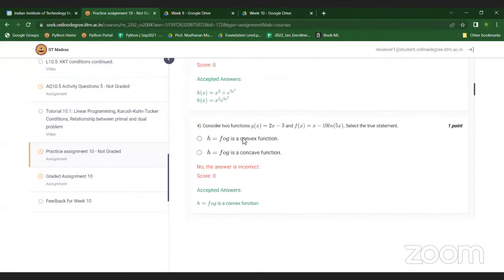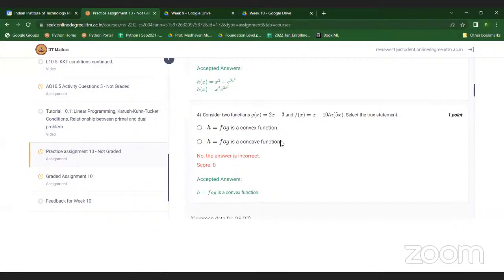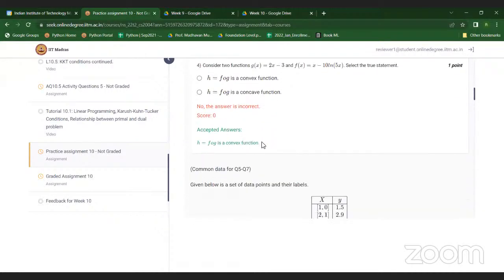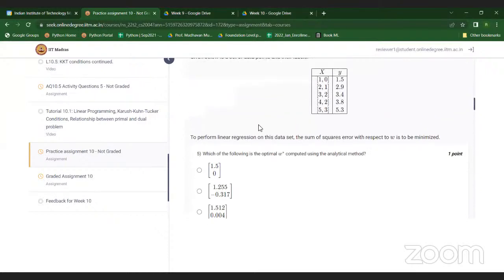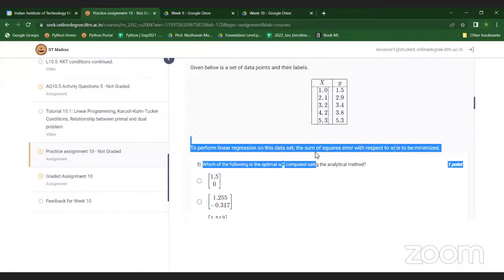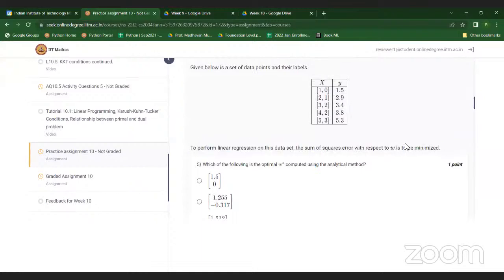Okay, this one. Here we have to find that composition and just evaluate the second derivative. And I was asking about that fifth one, for finding W. They are asking to find the optimal W star using the analytical method. So we just have to equate the derivative to 0.